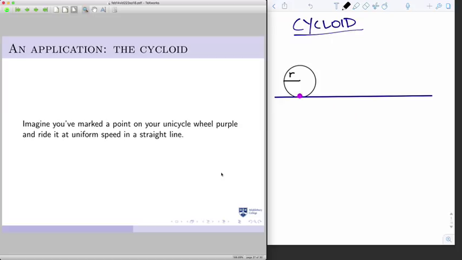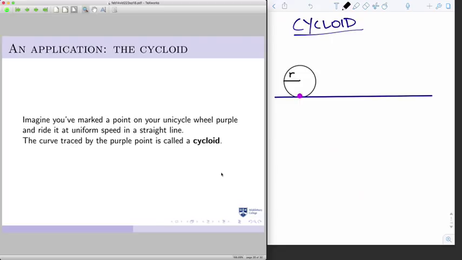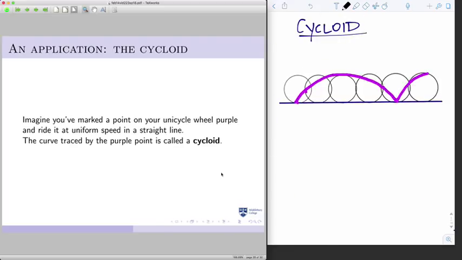So let's imagine that you've marked a point on your unicycle wheel, purple dot. Let's suppose your wheel has radius r, and you ride it at uniform speed in a straight line from left to right. The curve that you would get as you traced out where the purple dot on your wheel was in front of you is called a cycloid.